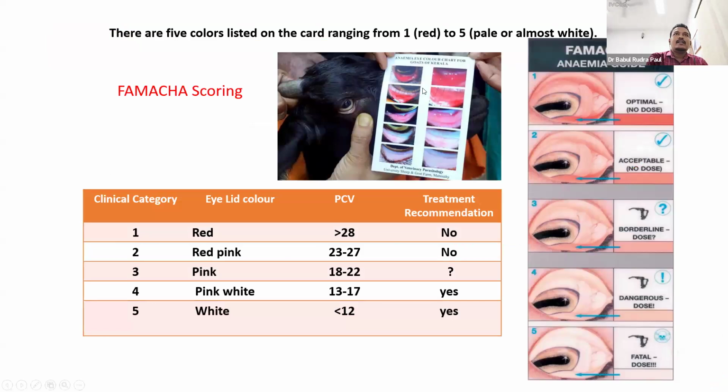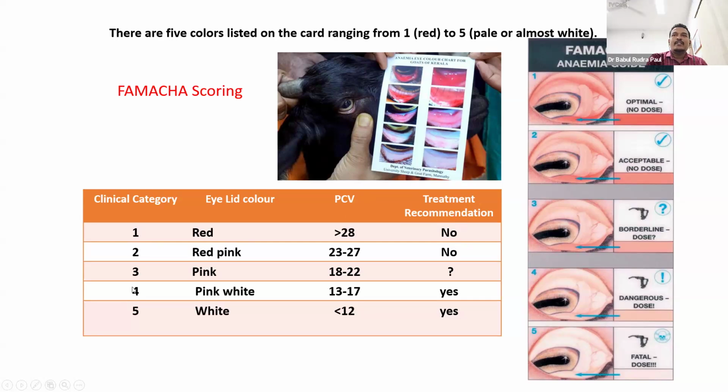Here a card is available, and there are 5 categories of ranking, that is category 1, 2, 3, 4, 5. So 1 depicts the eyelid color, that is the conjunctiva, that is red. Red indicates the PCV, that is packed cell volume, which reflects the level of blood or RBC. If it matches with 1, that means we should not give any treatment.